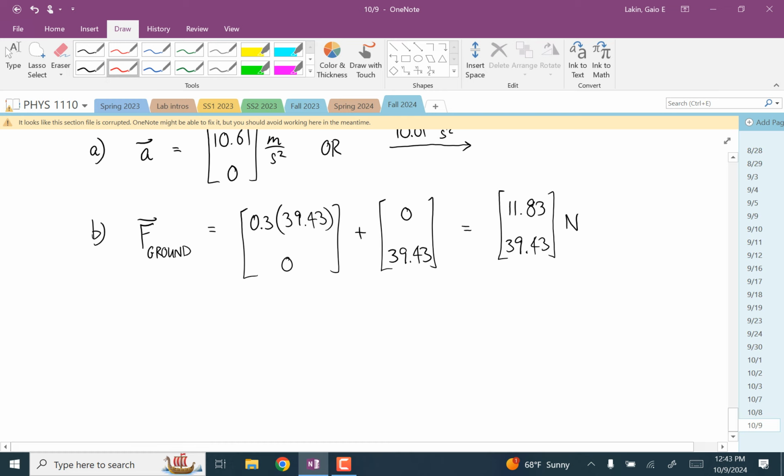So the force from the ground, if you want to visualize that, in this case, it's a lot easier to just give your answer as vector components. But that's going to be, you know, go over 11.8, go up 39.4. So that total force vector would be at an angle like that.